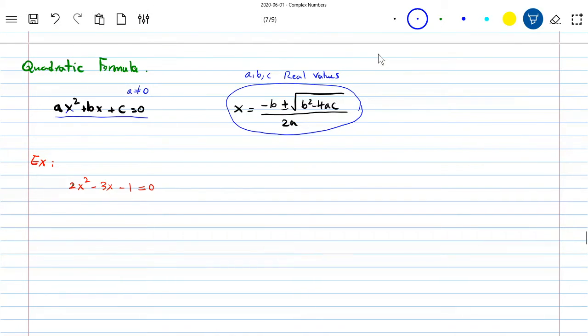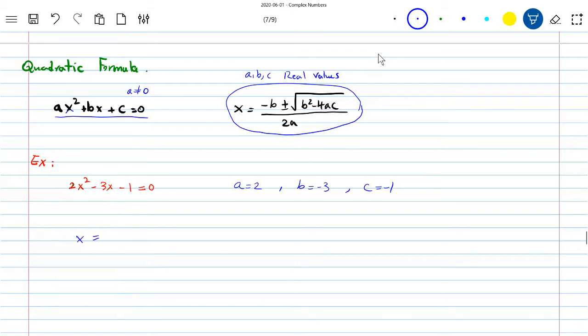So first, you're given this example: 2x squared minus 3x minus 1 equal to 0. And they ask you to find the solution to this equation. Find out what a, b, and c are first. The coefficient of x squared, a, is 2. The coefficient of x, b, is negative 3. And the constant, c, is negative 1. Now you can replace these in the quadratic formula.